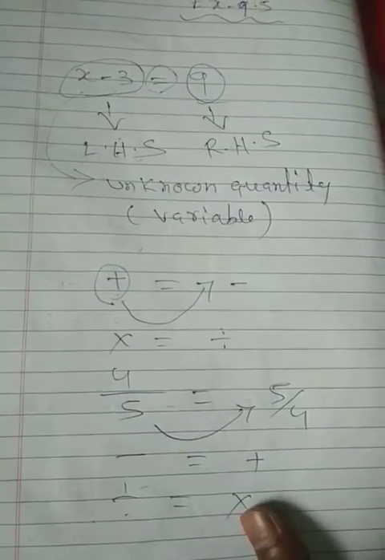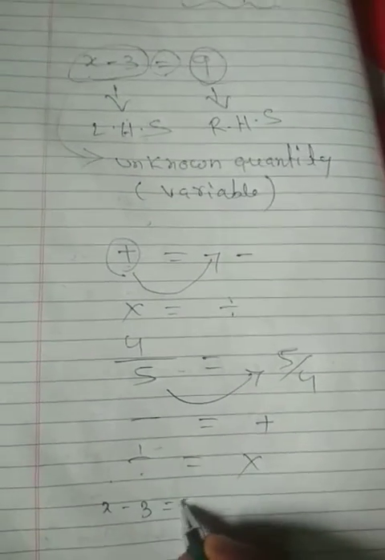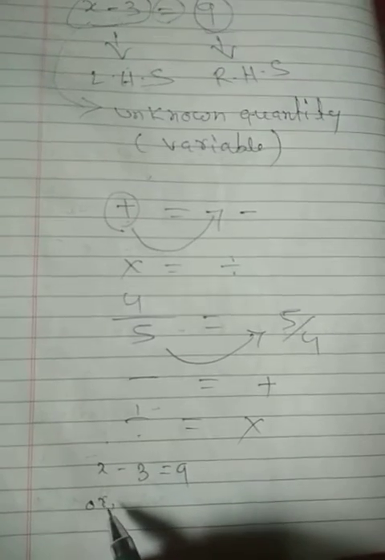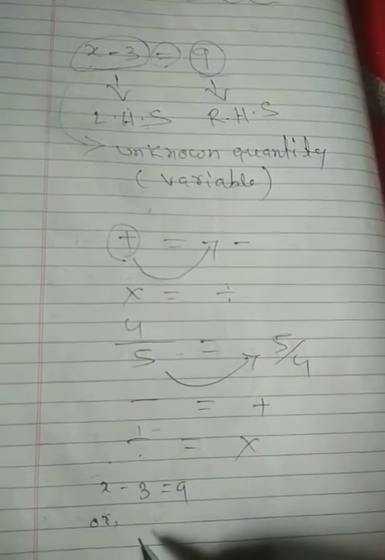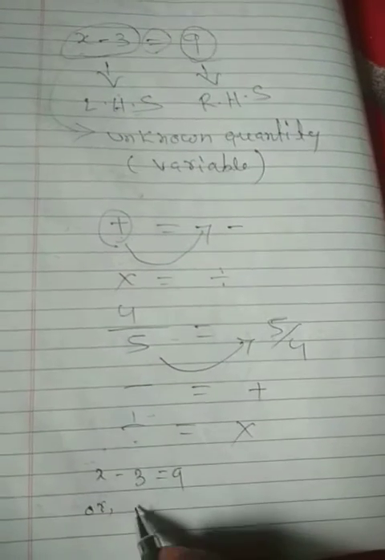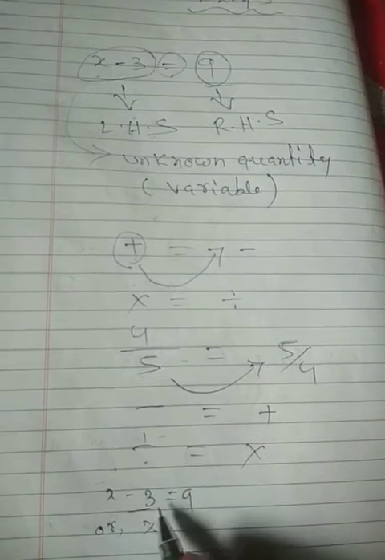After solving some maths, you can understand. Like I am solving x minus 3 equal to 9, which is given. Now I have to find the value of x. Every time you have to write "or". You can't write equal in the beginning of the equation. You have to write "or". So I have to find the value of x, so I will keep it on the left side. I will shift the number to the right side.